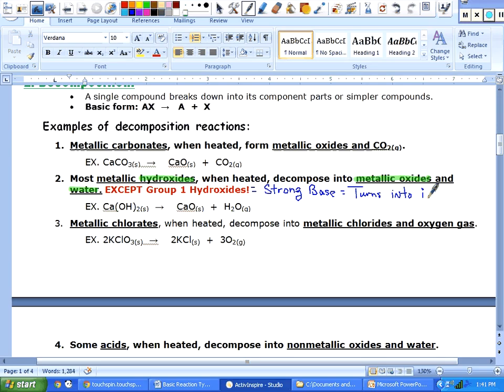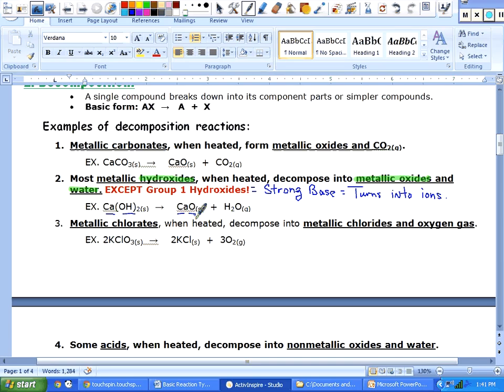All right, let's start over. Metallic hydroxides. What does that mean? It's a metal and a hydroxide. A metallic hydroxide means it breaks down into. That's what decompose means, to break up. All right? Decompose into a metallic oxide. Laura, that is a metal and an oxygen in a compound. And then, of course, you know what water is. Okay? Now, this is what I need you to write beside this: except group 1 hydroxides. Group 1 hydroxides are called what?